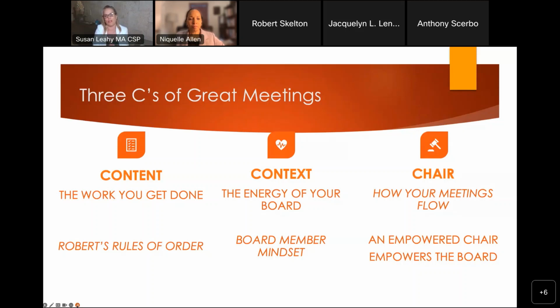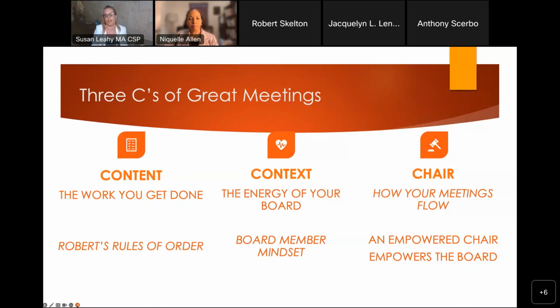And the last piece, I want us to all understand that really the chair has the single largest impact on the success or failure of your meetings. And we need to support our chair to be an empowered chair. When we have an empowered chair, then all of a sudden that empowered chair empowers the board, and the chair and the board members are working together. There's so many meetings where it feels like the board is against the chair. And when you're in that type of dynamic, it affects the context and it affects what you're able to get done at the content level of your board.